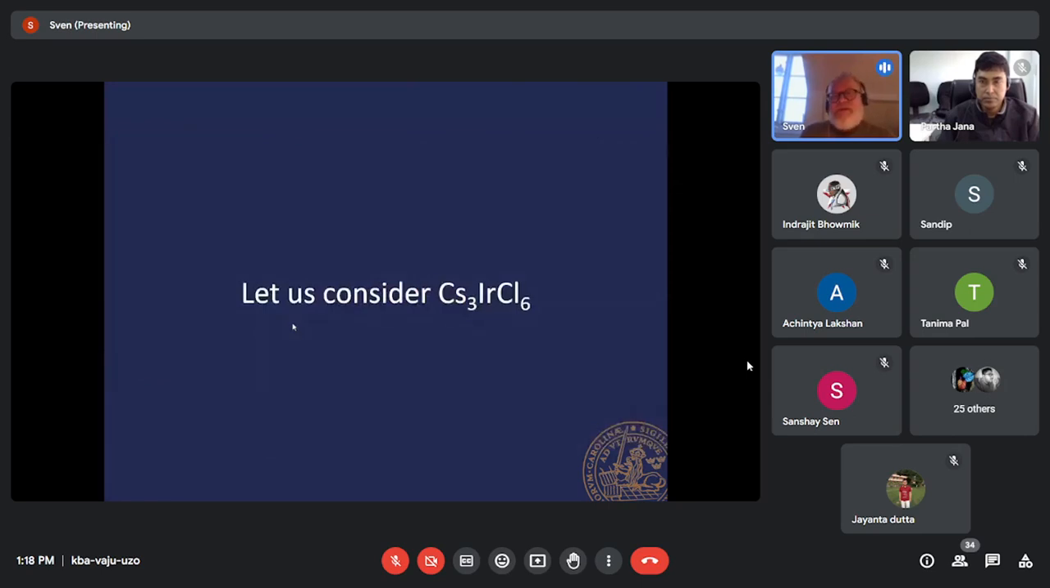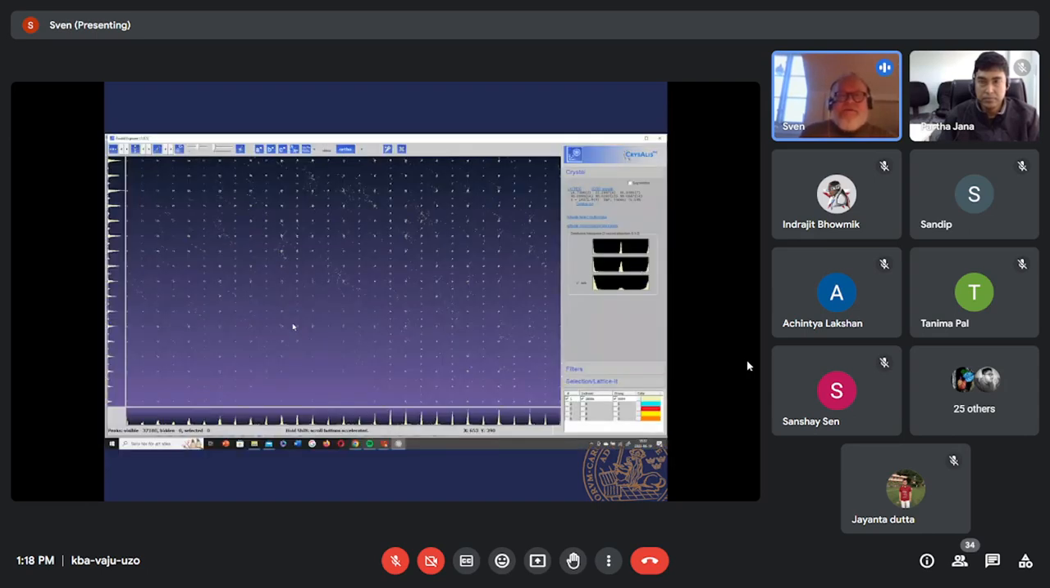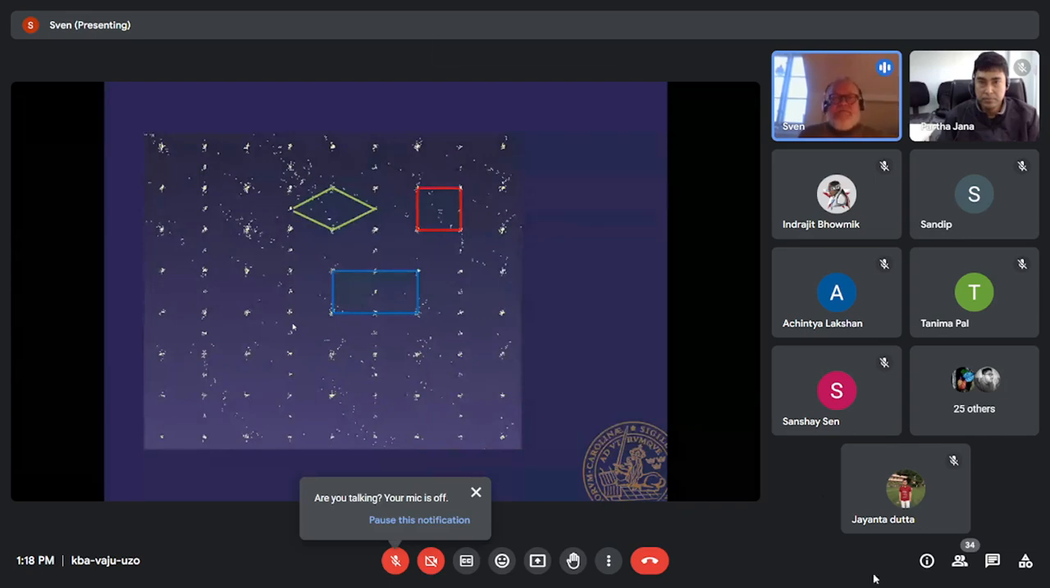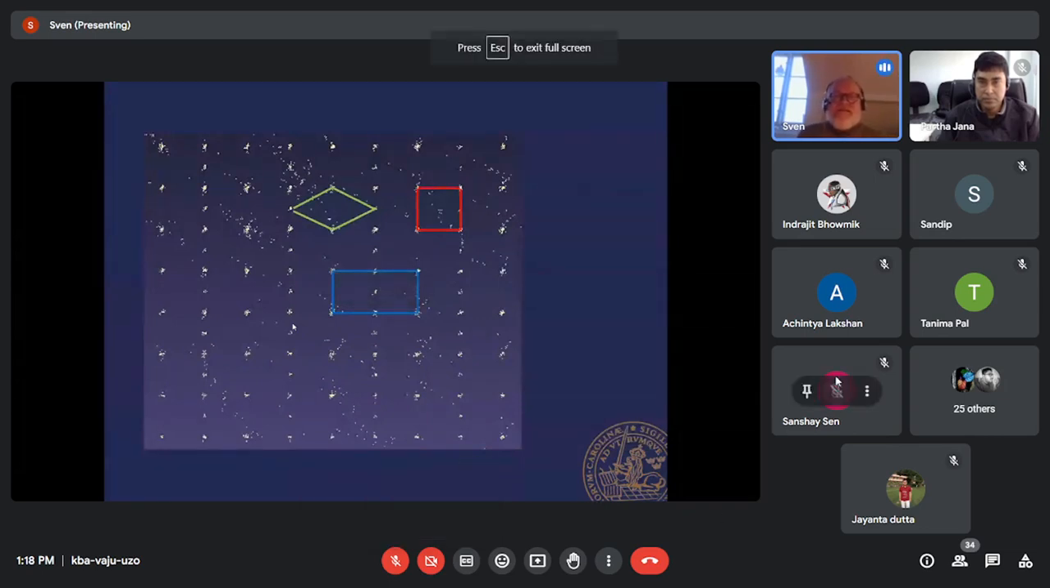So, a very simple example, cesium hexachloroiridate. This is the diffraction pattern. You can see that there are several different ways of finding unit cells. They all have difficulties to them. If you want to find what would be the real unit cell if this was a single crystal, it would be just a quarter of the blue unit cell shown here. The blue unit cell is sort of an average of the crystal structure.